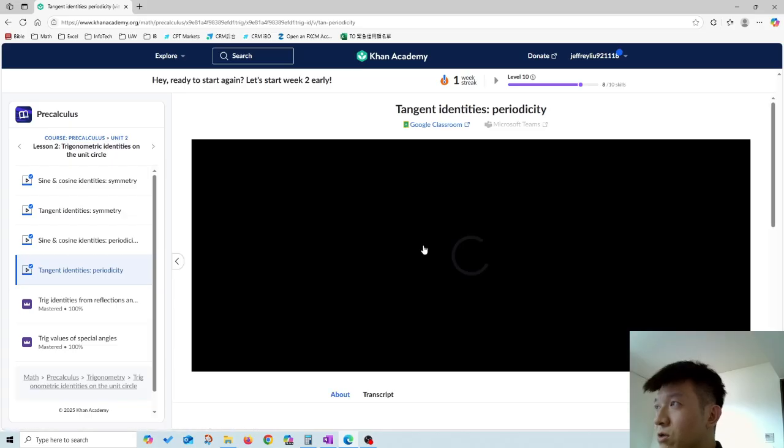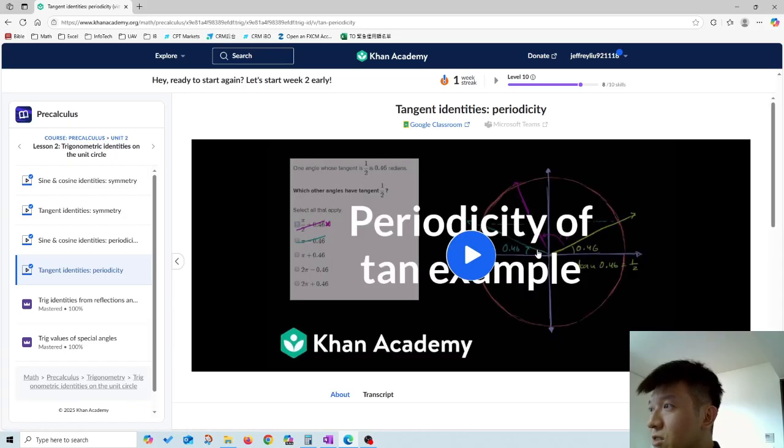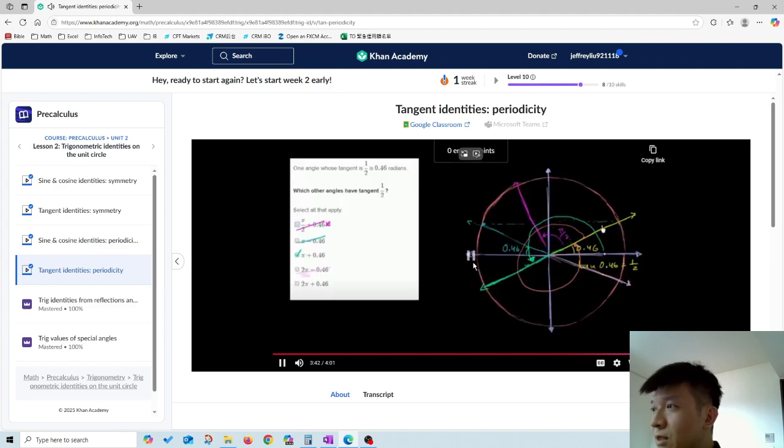Okay, so let's go over the tangent identity. So for the tangent identity, right here you have 0.46 radians. We don't know, that could as well be theta, right? You just say this is theta. That is 1 over 2. So the sine is 1, and the cosine here, you draw a line down here against the x-axis, and that line is 2, right? 1 over 2. I mean the ratio of it.